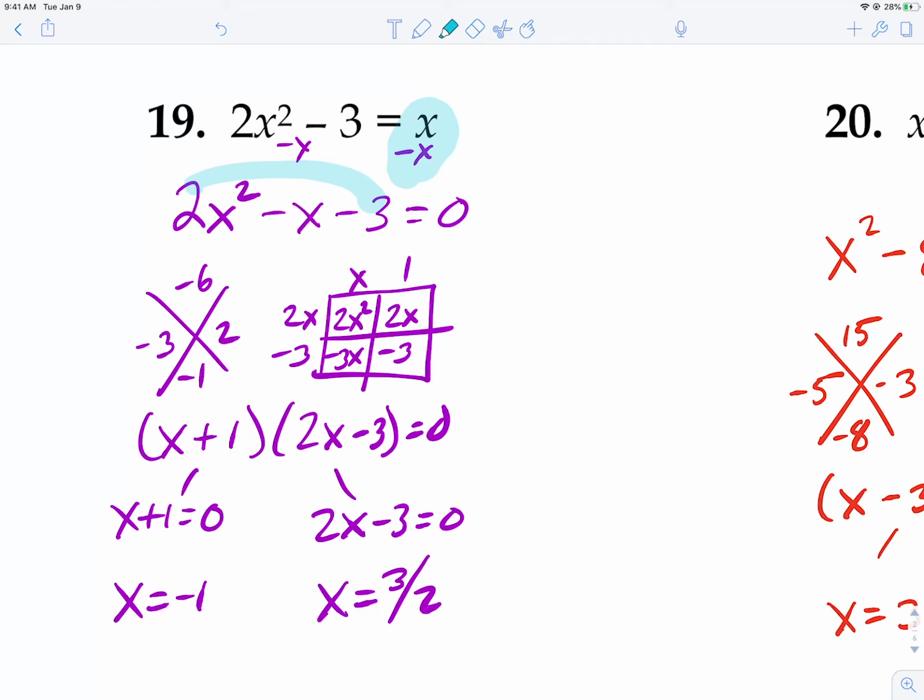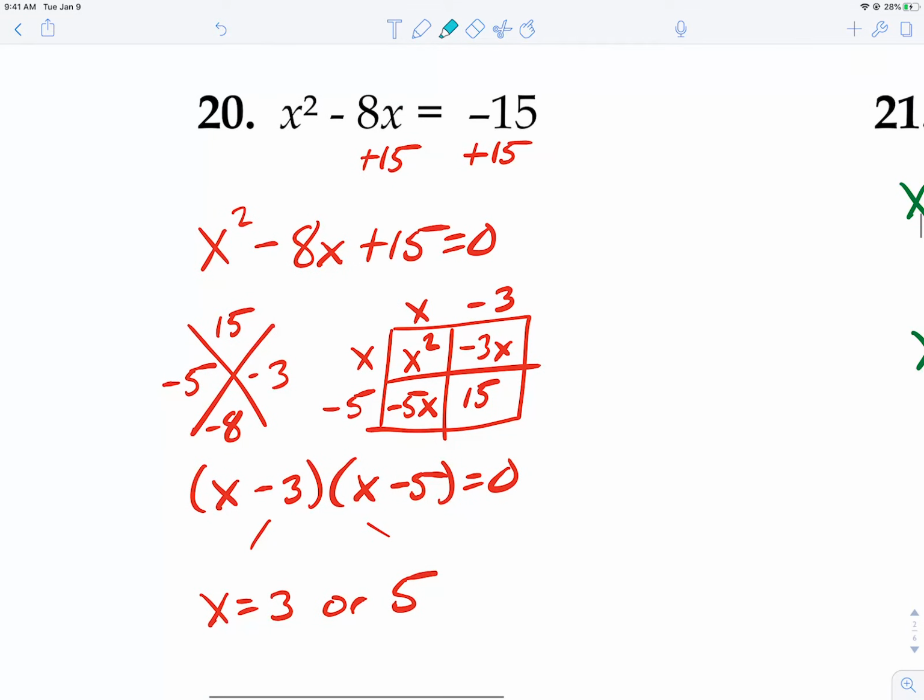So if I put it into my box and factor out the GCF of the rows and columns, I end up with this right here. I have x plus 1 times 2x minus 3 equals 0. So if I have two things that multiply to 0, one of them has got to be a 0. Solve them both for x. Our answers are negative 1 and 3 halves.